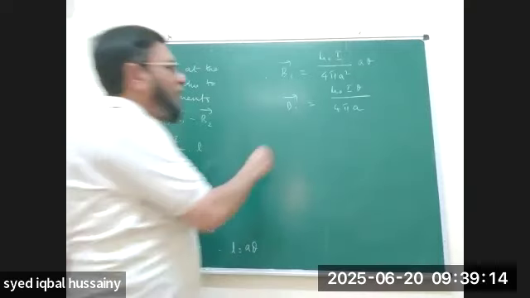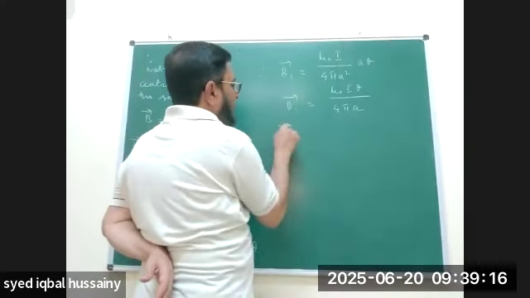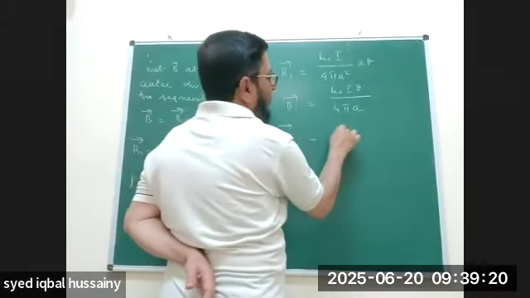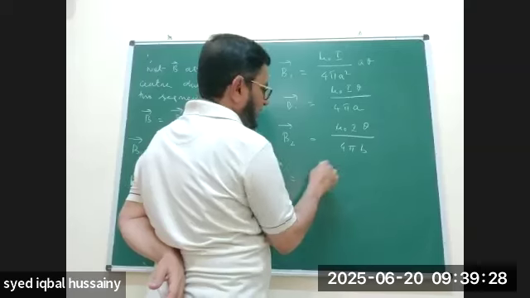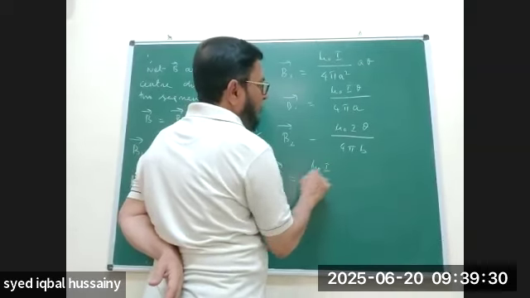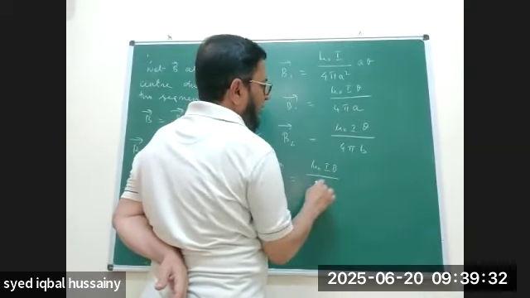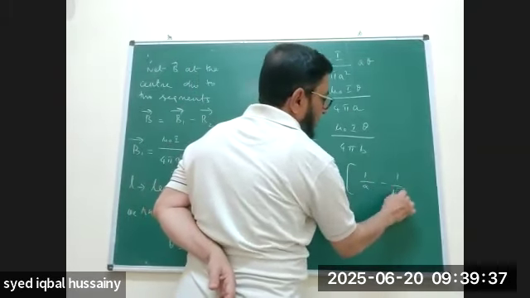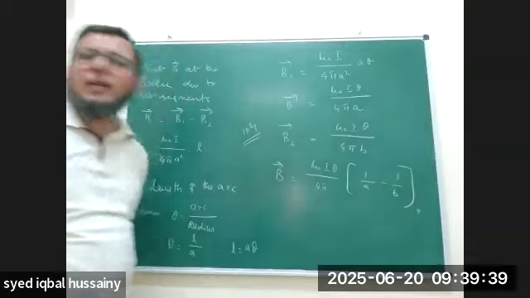In the same way, for B2 current, similarly mu naught I by 4 pi b square into b theta. No need to put all these things. Just take the common outside, mu naught I theta by 4 pi into 1 by a minus 1 by b. So this is your final answer.